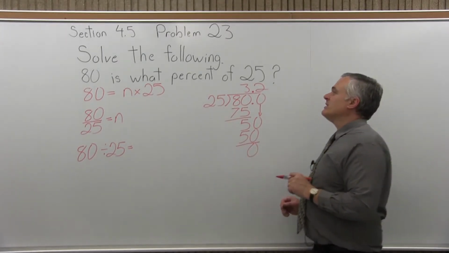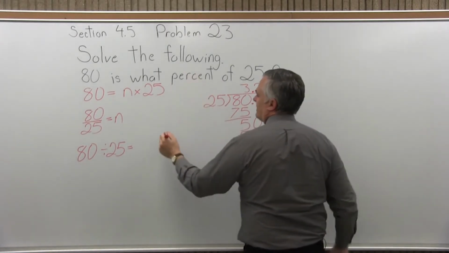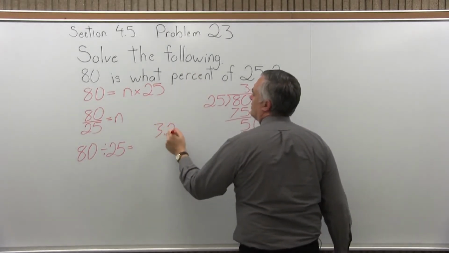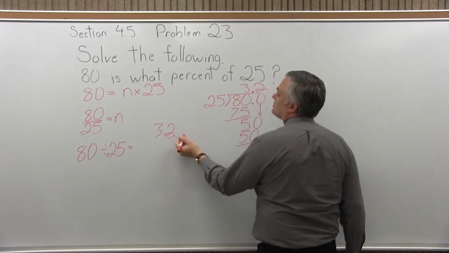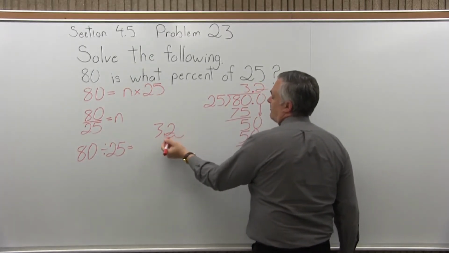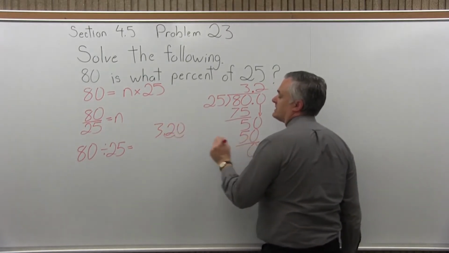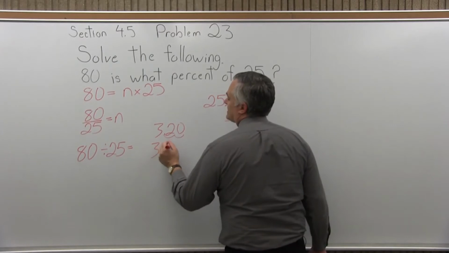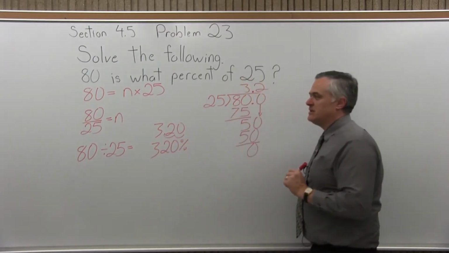Now remember, that 3.2 is a decimal. I want a percent. It's not 3.2%. That 3.2, to make it a percent, what do you do? You move the decimal 2 positions to the right. So one of them brings it after the 2. The second one creates a blank area, which you'll fill in with a 0. So as a percent, 3.2 is 320%.